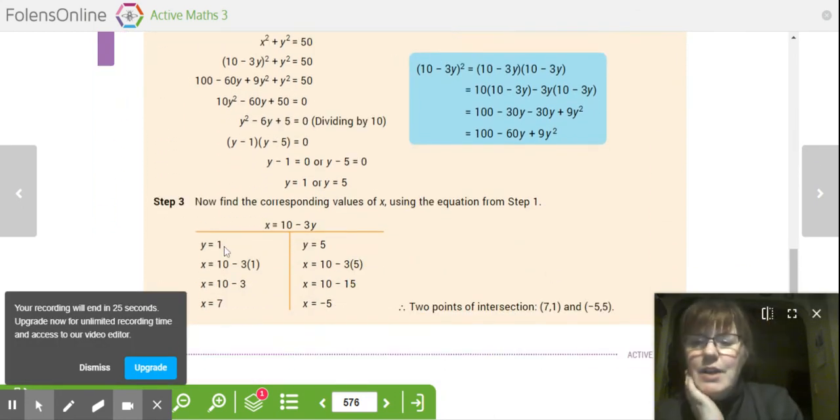Now, you have to match them up at the end, don't forget. So for that y, you got x is equal to 7. For this y, you got x is equal to minus 5, and you present them as coordinates because they are coordinates of intersection.